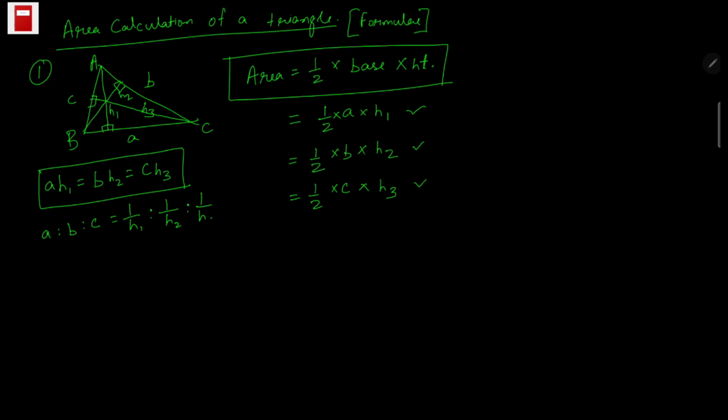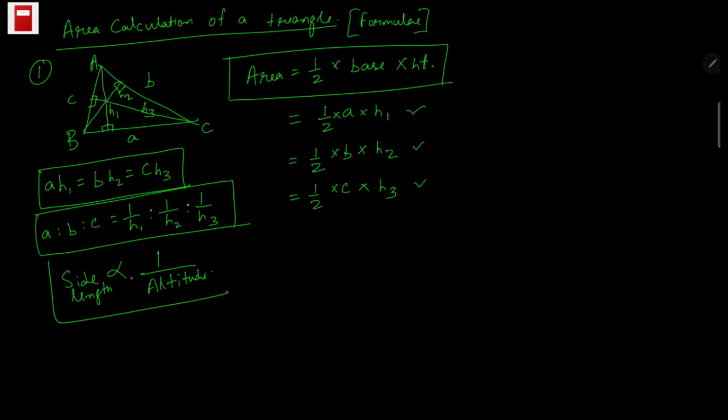Okay, so this is one very important relation of sides and heights, sides and altitudes, right? Be very clear. Side length is inversely proportional to altitude length. Okay, their product is constant. So this is the general formula of area of triangle, the most common, most general formula. We don't have to get into the derivation of this.